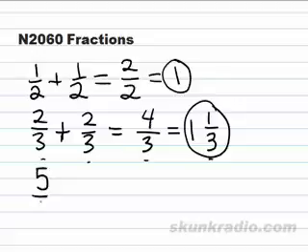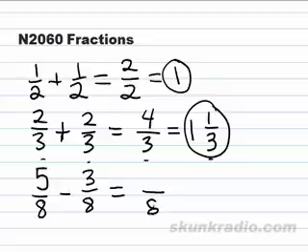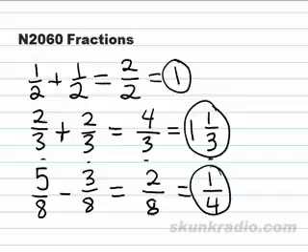If I have 5/8 minus 3/8, so the denominator is common, I can just start my problem off by writing it again in the denominator of the answer. And then 5 minus 3 is 2. Now this fraction can be simplified because I can divide the top and the bottom number by 2. So if I do that, on the top, 2 divided by 2 is 1, and 8 divided by 2 is 4. So there's the simplest form of this answer, 1/4.